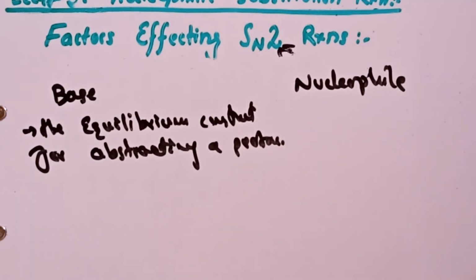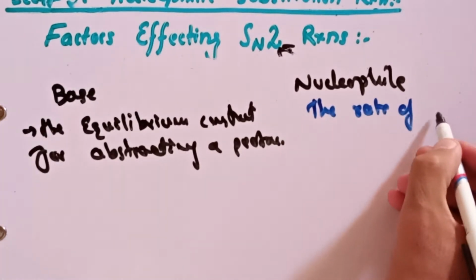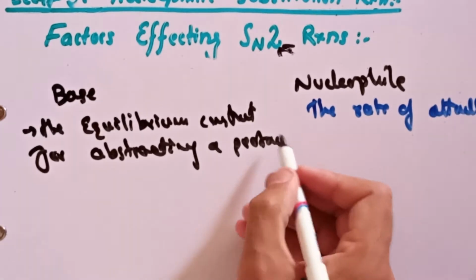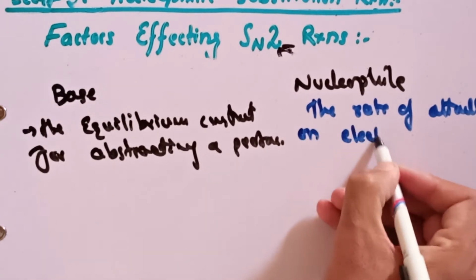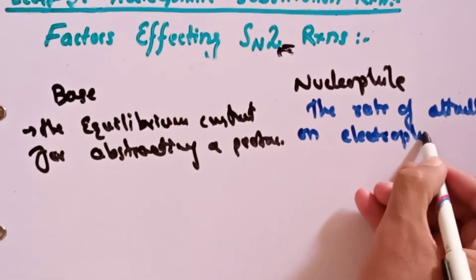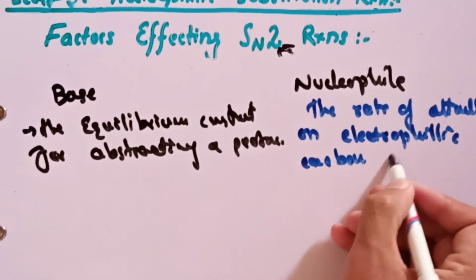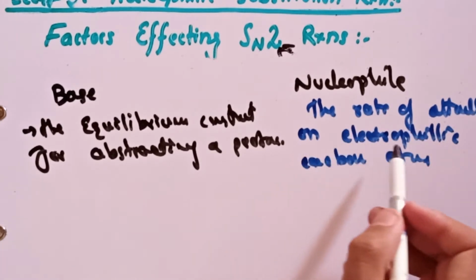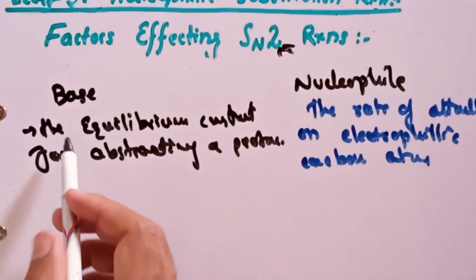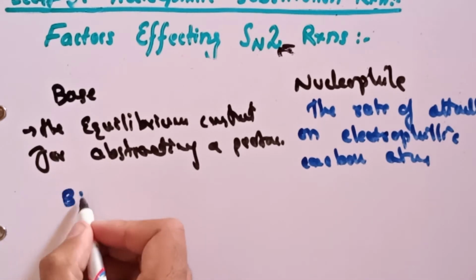While what is nucleophilicity? Nucleophilicity is defined as the rate of attack on an electrophilic carbon atom, while base is defined as the equilibrium constant for abstracting a proton.